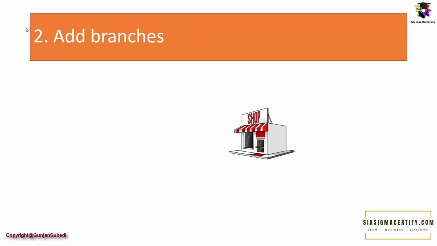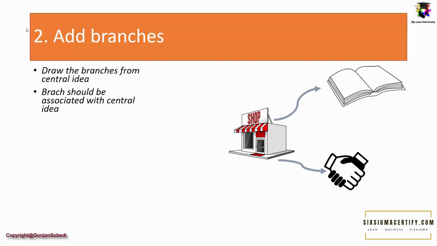Now, after we keep the central idea, after we draw the central idea, we start drawing the branches. So we start drawing branches from the central area. The one thing that should be noted is that the branch should be associated with the central idea. We cannot branch it without relation with the central idea. For example, here we have branched according to the relation.